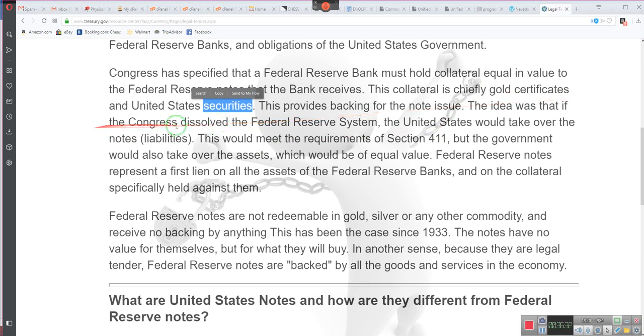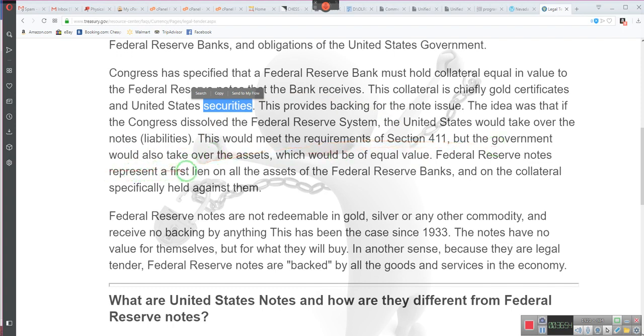The idea is that if Congress dissolved the Federal Reserve System, the United States would take over note liabilities. This would meet the requirements of Section 401 because they're redeemable through the United States Treasury Department. But the government would also take over the assets, which would be of equal value. Yes, but now they have to credit our account. That's what we're saying in our document.